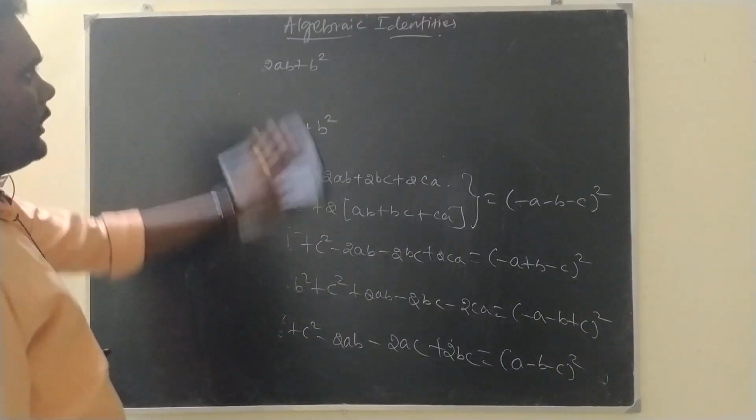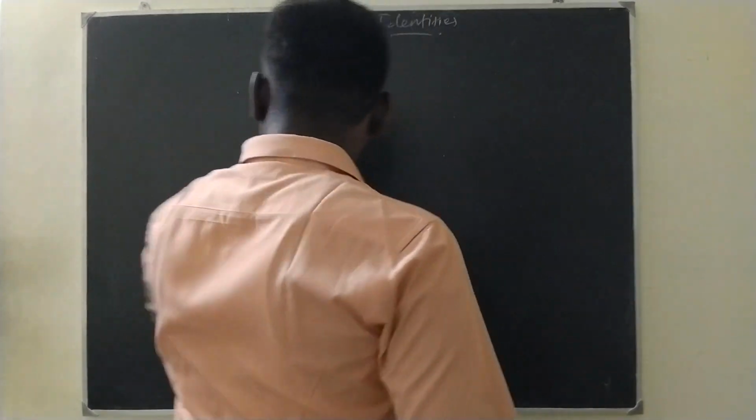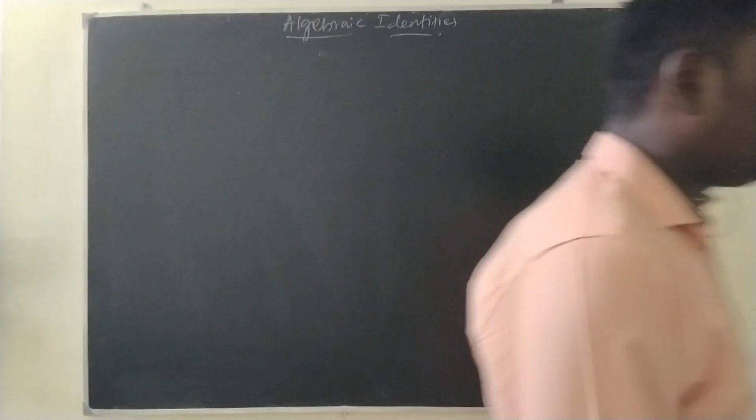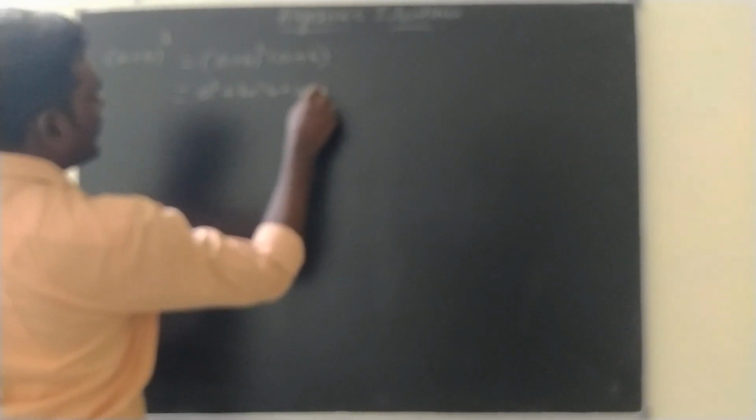Okay, the cube of a binomial, let's see. Cube of a binomial, that is simply (a + b)³. How can this be done? It is simply (a + b)² into (a + b). When you multiply in this form, you will get a³ + 3a²b + 3ab² + b³. So this is the identity of the cube of a binomial.